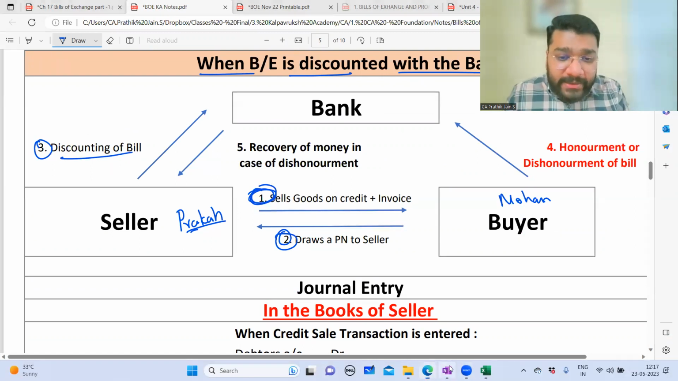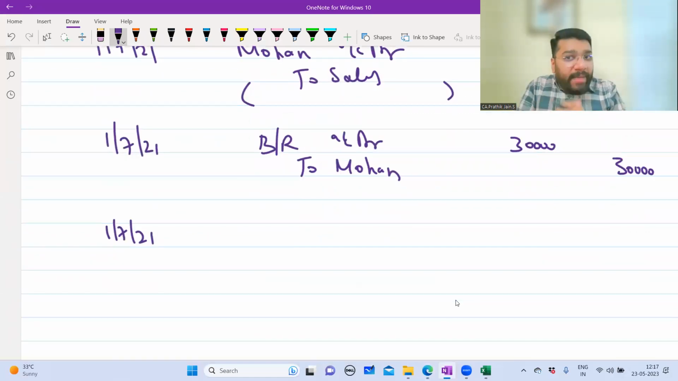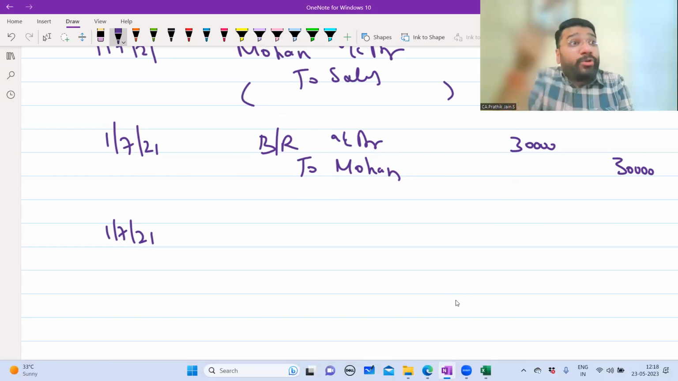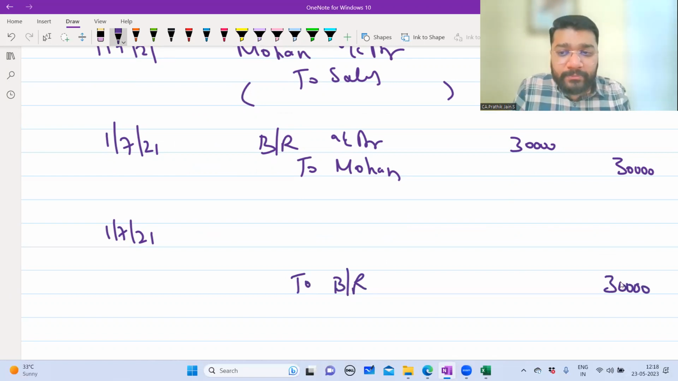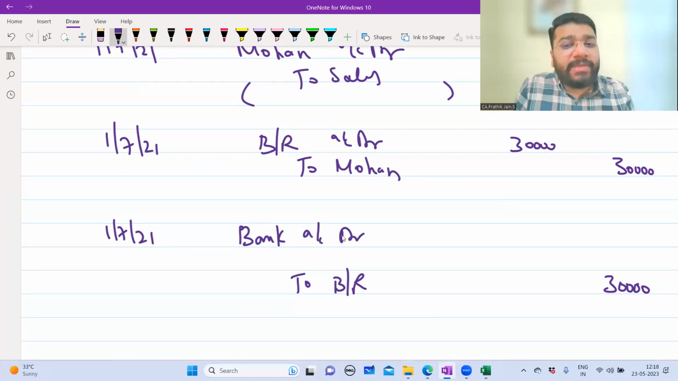Now, please tell me, guys, in the third entry, if I'm handing over the bill to the banker, can I say credit what goes out? I'm giving my asset to the banker. So here my bills receivable asset is reducing. So as per your modern approach, bills receivable should be credited with 30,000 rupees. Yes or no? Online people? Yes, sir. Instead of that, what are you getting? You're getting bank account debit. You're receiving the money in your bank account.